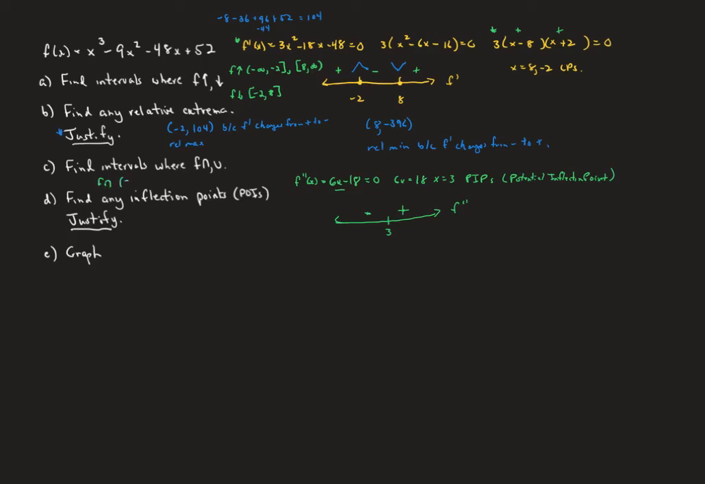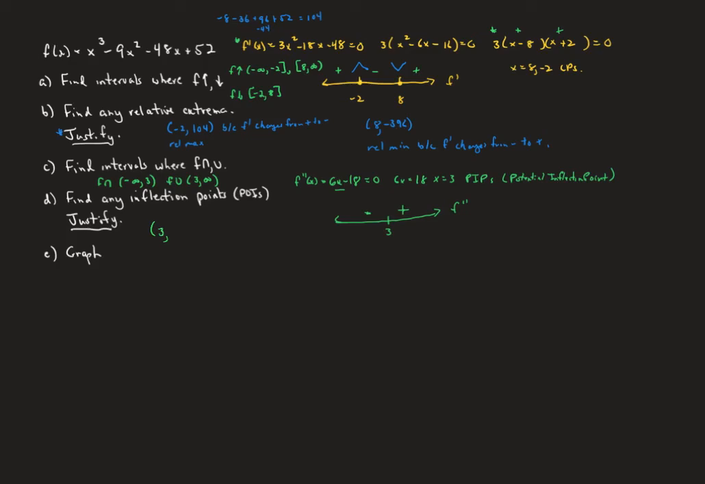So we can say, to answer that question C, f is concave down on, it's always going to be an open interval for concavity, from negative infinity to 3. We're not including the endpoint. F is concave up on the open interval from 3 to positive infinity. And we can see that there is an inflection point because there's a change in concavity, and 3 is a point. Our original function was continuous.